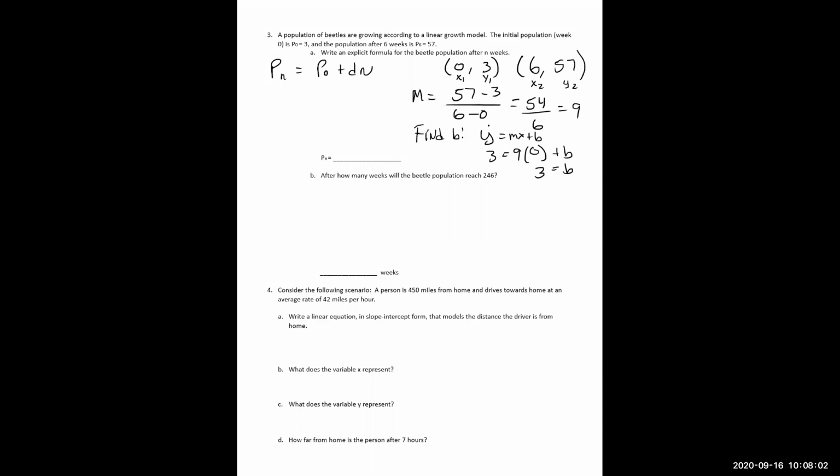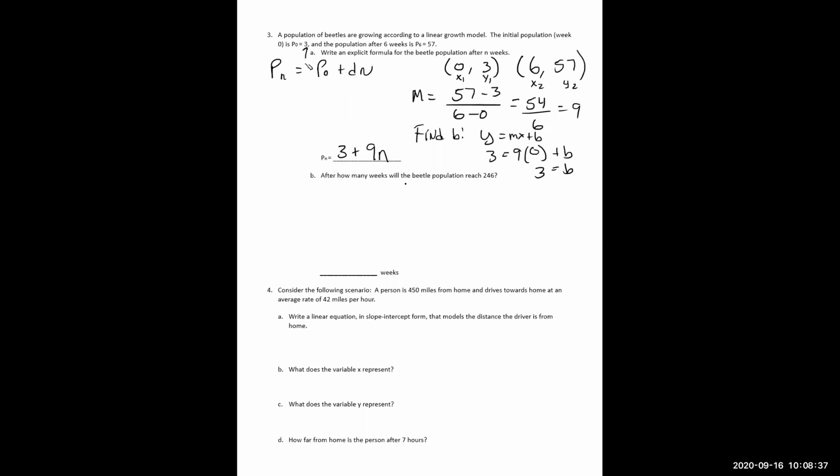Now, I really didn't need to do this step because it also gave me the initial value. That is the p sub 0 here, which is also known as the b value. So p sub n is equal to my initial value, my b value, or my p sub 0, which is 3, plus my m, or my rate of change, 9, times n. Now, x is what we generally think about when we're in the y equals mx plus b form, but this just means the same thing.